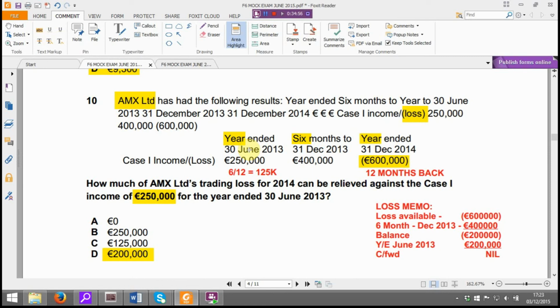So in essence, what we're saying is, a limited company with a case 1 loss, how can it be used? Well, it can certainly be used by relating it back to previous years, and we can go back 12 months. And that's easy enough to do here, because, as I've said below in my mini loss memo, I start with 600, I take the 400 off for the 6-month period. I'm allowed to do that. That's perfectly reasonable and acceptable. What balance does that give me? It gives me 200.